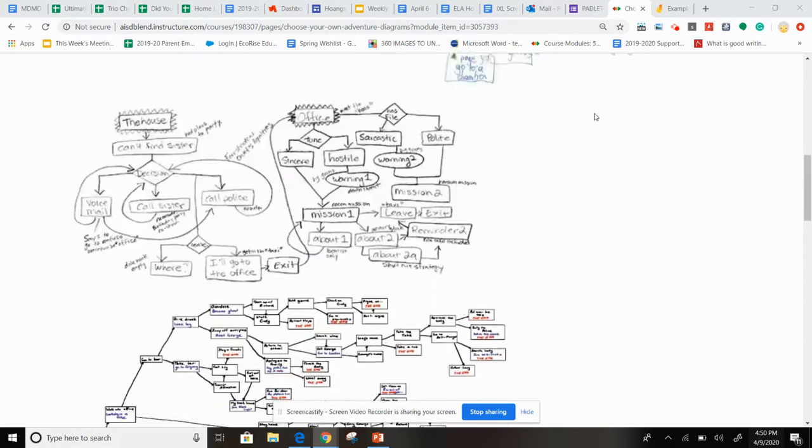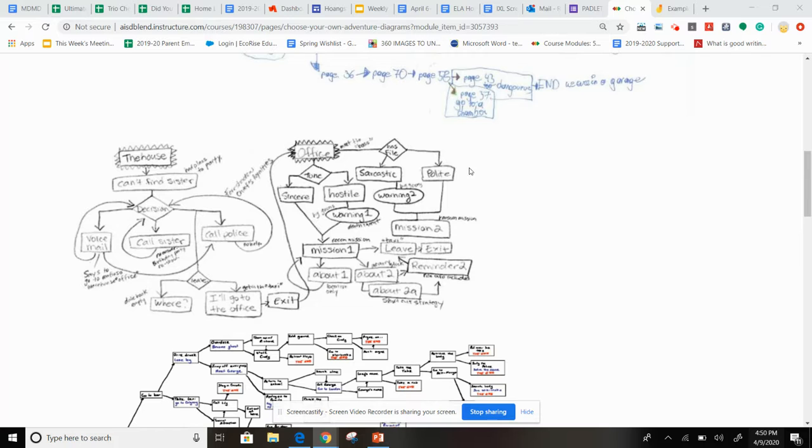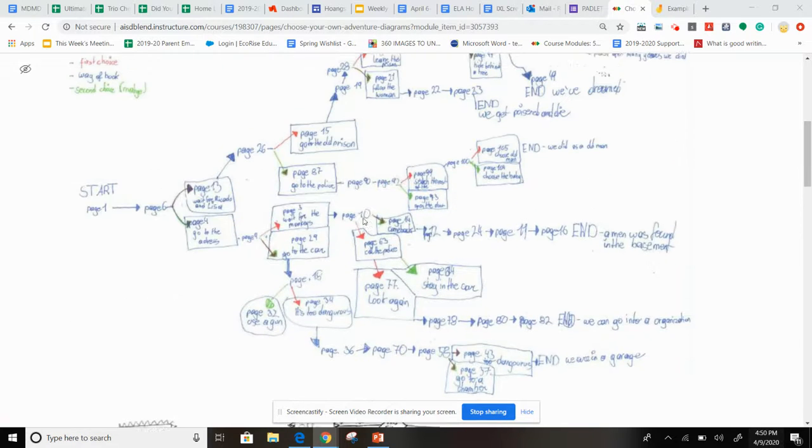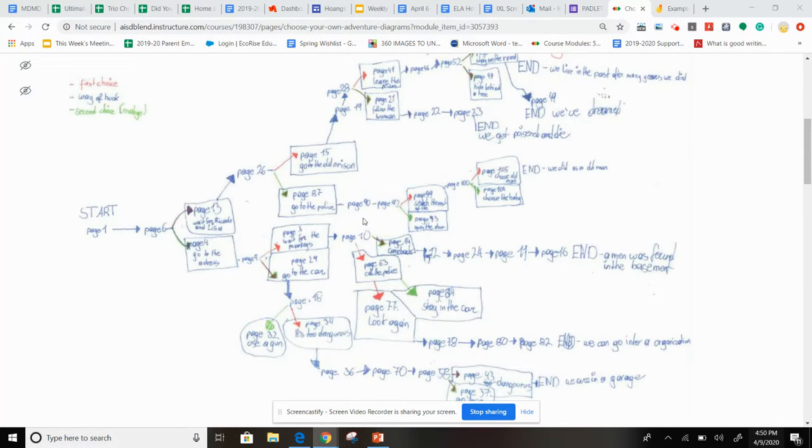This is how I expect y'all to write yours, handwritten. You can do it on the computer, but you don't have to. So this kid starts with his exposition. Some characters do things, and then the reader has to choose whether he's waiting for Ricardo and Lisa, or he goes to the address. The readers get a choice, and he goes to the old prison, or he goes to the police.